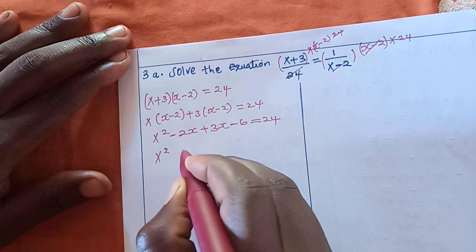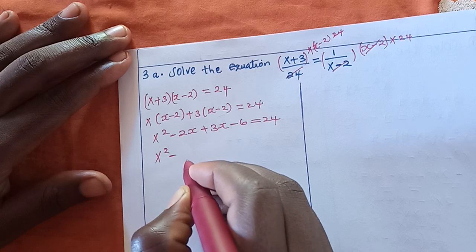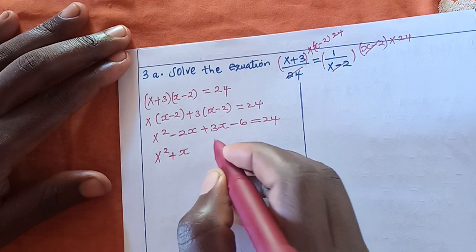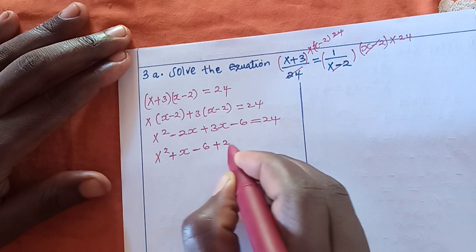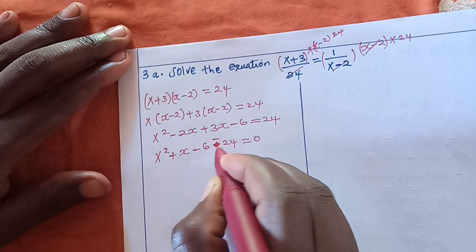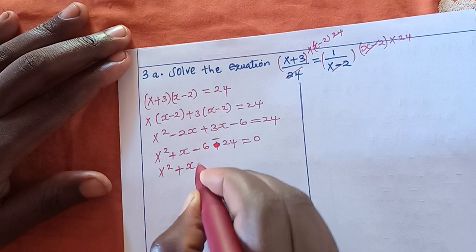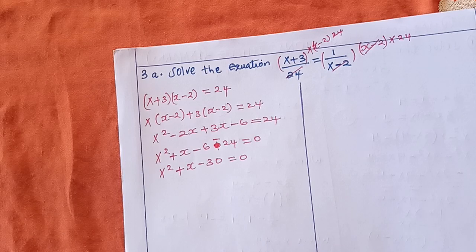We have x squared minus 2x plus 3x, which gives plus x, then minus 6 minus 24 is equal to 0. So we shall have x squared plus x minus 30 is equal to 0. This is a quadratic equation that we have.